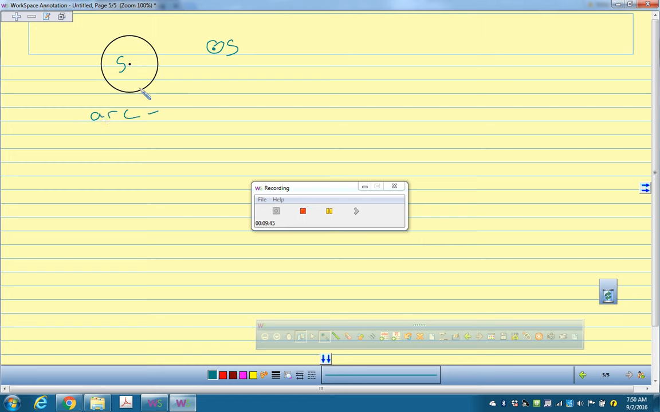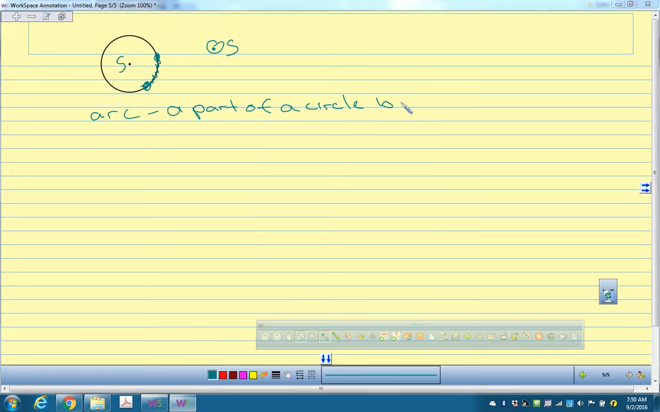An arc of a circle, and this isn't really on that sheet, is a piece of the circle. An arc is a part of a circle between two endpoints. So like this is AB, so this is arc AB. And you draw a little curvy bar above it like that when you're indicating an arc.